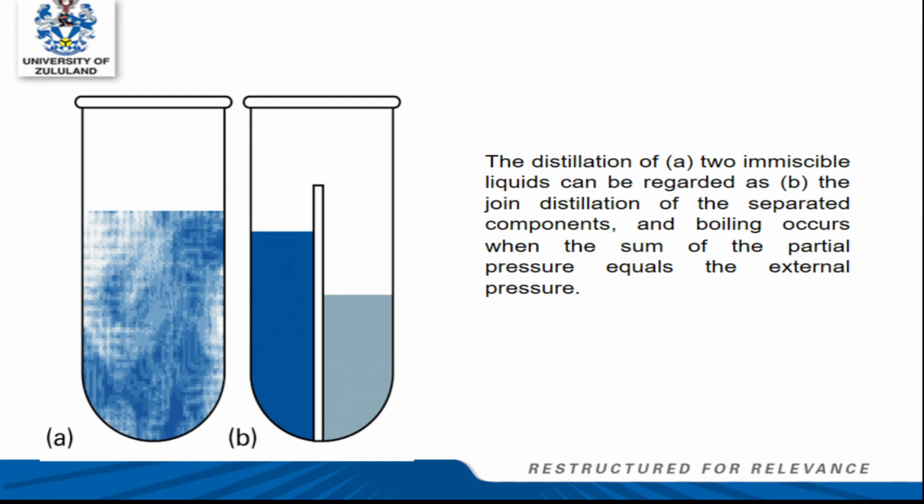So this particular slide is also trying to illustrate what I said in the previous slide. The distillation of A, as you can see, we have A and we also have P. Of A, which is two immiscible liquids that can be regarded as B. The joint distillation of the separated components, and the boiling occurs when the sum of the partial pressures equals the external pressure. So in this instance, it means instead of just having a distillation, we're going to have a joint distillation, whereby it will be possible for us to separate these liquids.